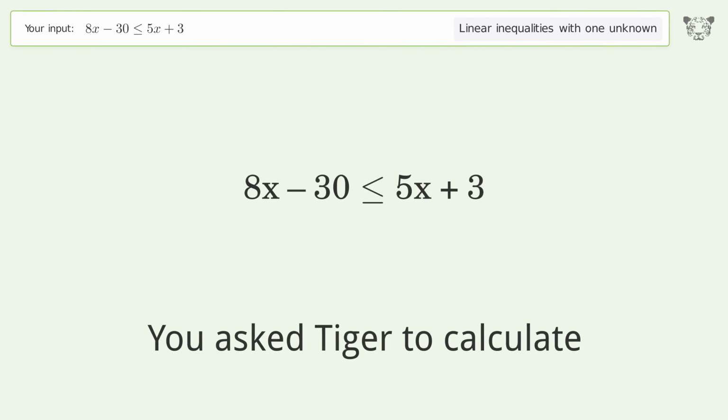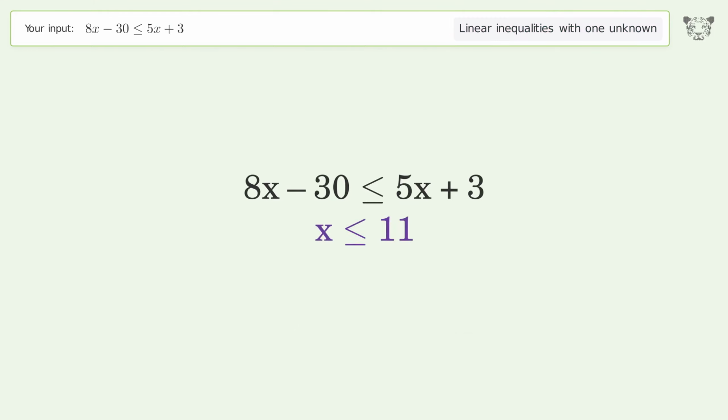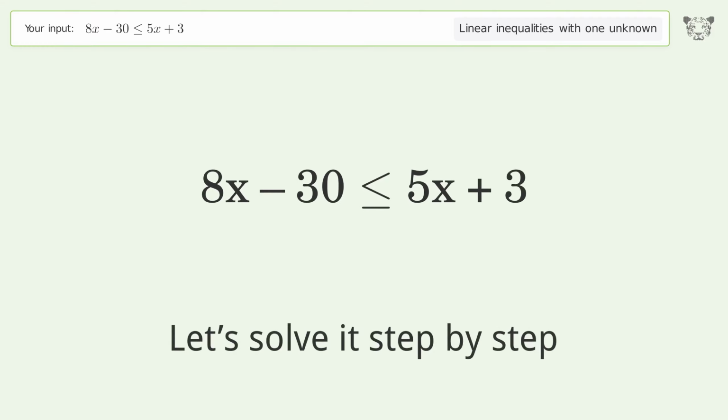You ask Tiger to calculate. This deals with linear inequalities with one unknown. The final result is x equal or smaller than 11. Let's solve it step by step.